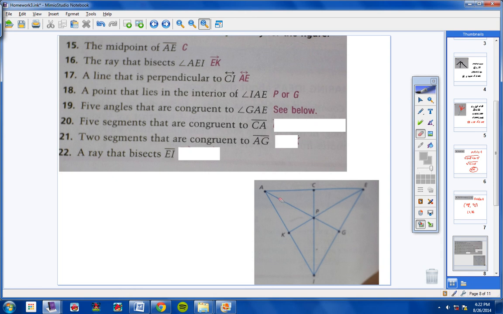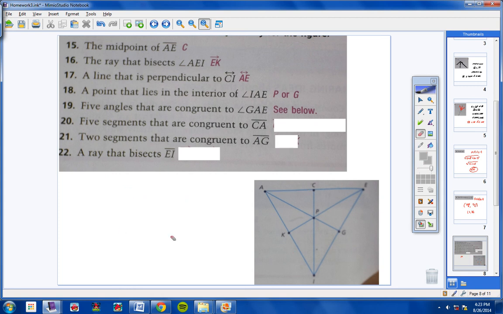All right, number 20. 5 segments that are congruent to CA, okay? Well, CE, I'll put a little mark here. CE would be 1. EG would be 1. GI would be 1. IK would be 1. And KA or AK, however you want to say it, would be 1. So there you go. There's 5 segments that are congruent to segment AC.